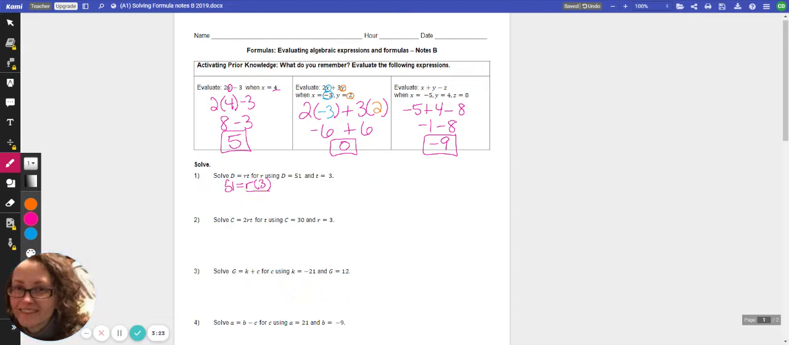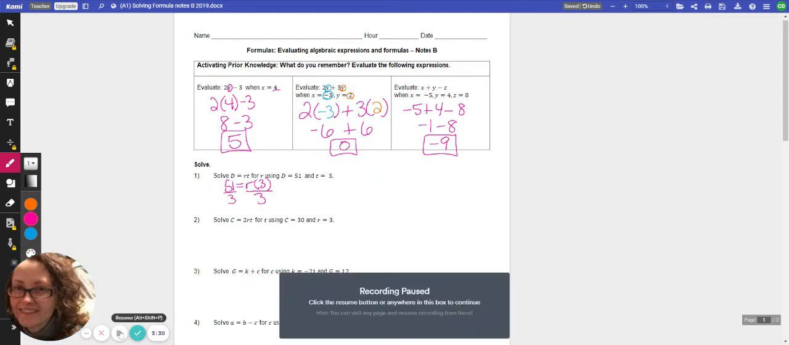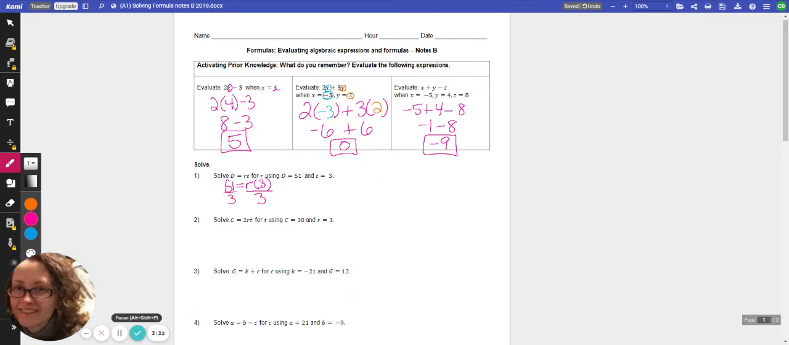So here I'm going to divide by 3 because I was multiplying by 3. My 3s cancel. I get r is equal to 17. And that's it. I'm going to do one more of these, just to make sure that we are getting the hang of this.